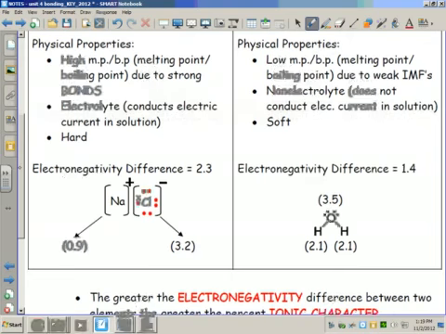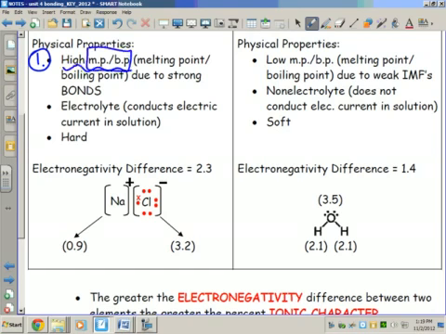Now, a comparison between physical properties. One, we'll start with the high melting point and boiling point of the ionic compounds. And the reason that melting point and boiling point is so high is because of very strong chemical bonds. What you have with an ionic compound is Na plus, Cl minus, Na plus, Cl minus. And there's just alternating positive and negative charges, and they're bonded very tightly to one another.